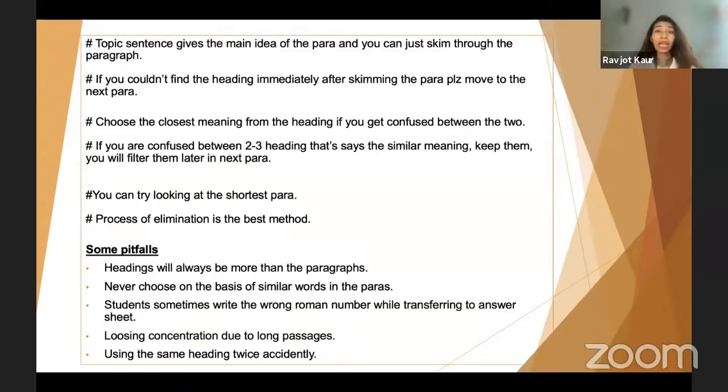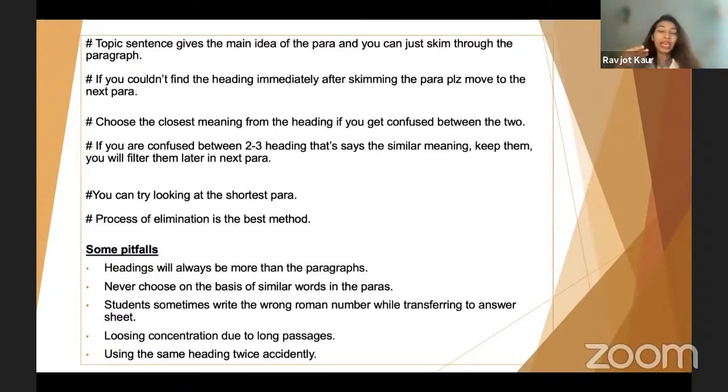For example, many times it has happened with me as well. When I was preparing for IELTS, I used to get confused between 2 to 3 headings. What I used to do, I used to choose the closest meaning, because we don't have to go to the literal meaning of the paragraph, because you will come across various technical words, scientific words. We are not aware about it. So that's perfectly fine. You can deduce the meaning by the supporting sentences and the meaning of the sentence. So what are we going to do? We are going to look at the closest meaning.